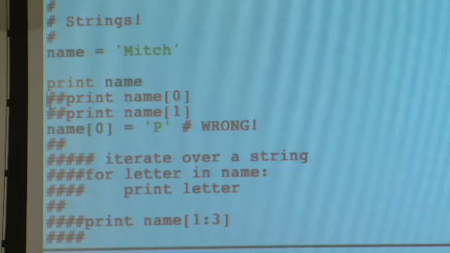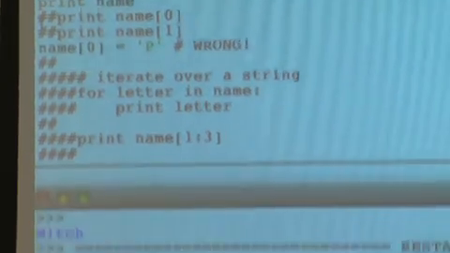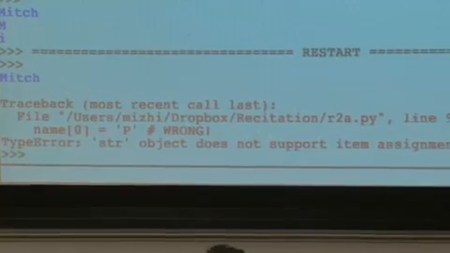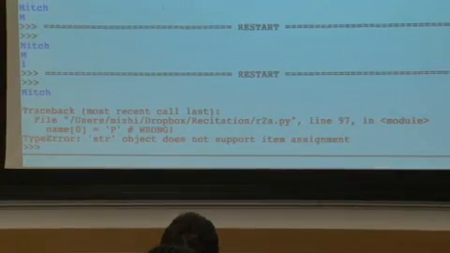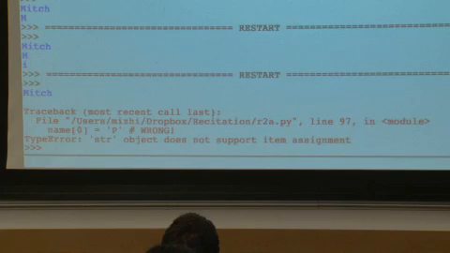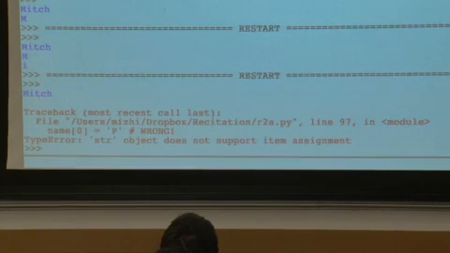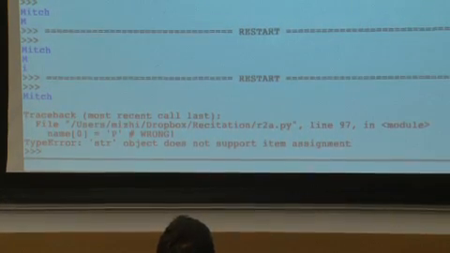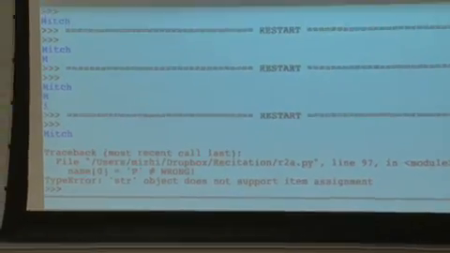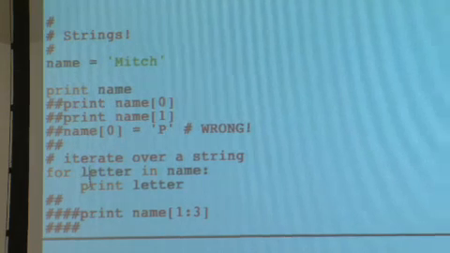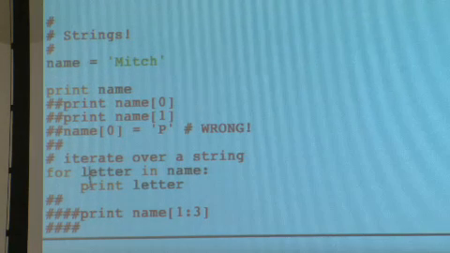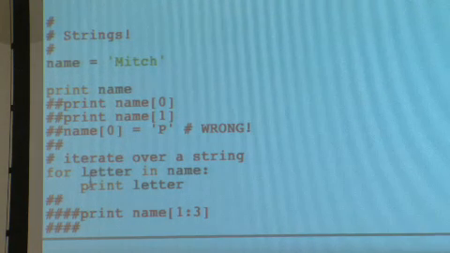And then, of course, they're immutable, so that's going to tell me that I can't do that. All right. And they also support iteration. So if I want to print out all the letters in name, one on each line, I can do this. Not too useful, but it works.